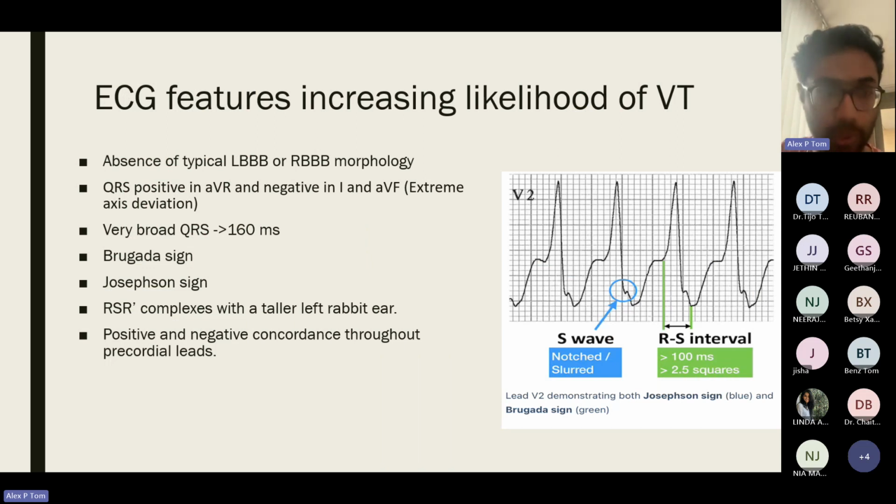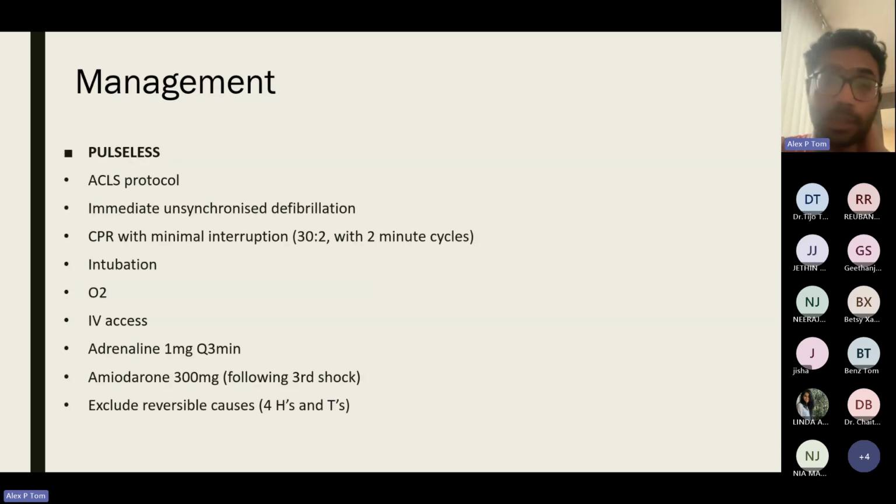Okay, and how would you manage? If the patient is without a pulse, then basically you need to follow the ACLS protocol. For those who attended Clive's class last week, they know how to go forward with the ACLS protocol, the ABCD approach, and then IV access.